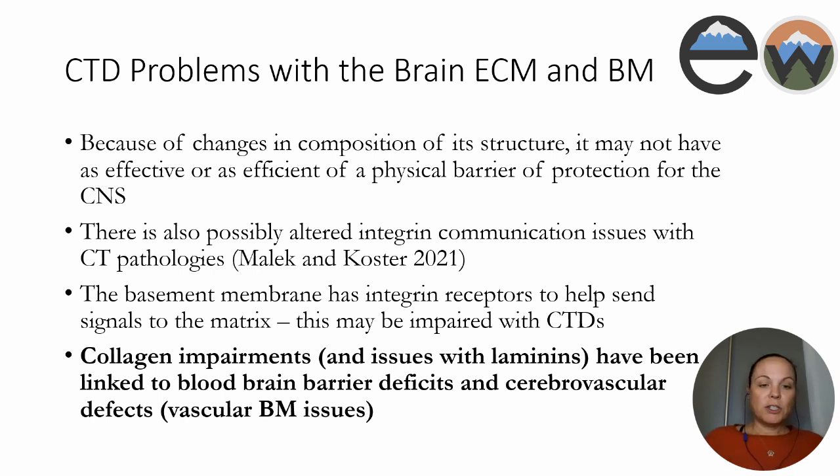In this connective tissue article by Malik and Koster back in 2021, they did find a possible integrin communication issue. It's like a receptor problem in connective tissue pathologies, and we'll come to that a little bit later again. But the basement membrane, the layer where communication happens, is not supposed to let things go through. It's supposed to meet the receptor and communicate, but things aren't supposed to pass through. It does have these integrin receptors on it to send signals to the matrix itself, or the connective tissue, and that might also be impaired with connective tissue disorders.